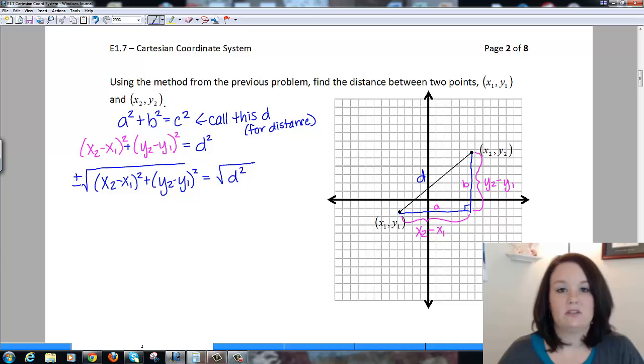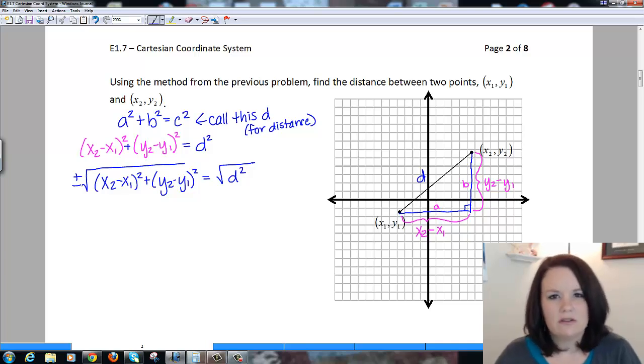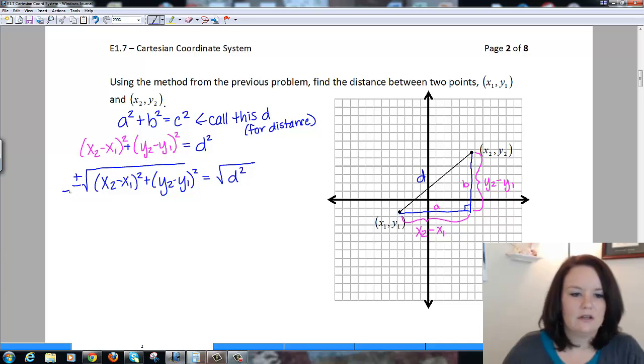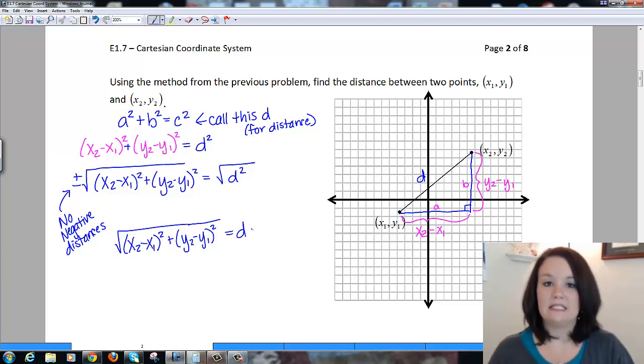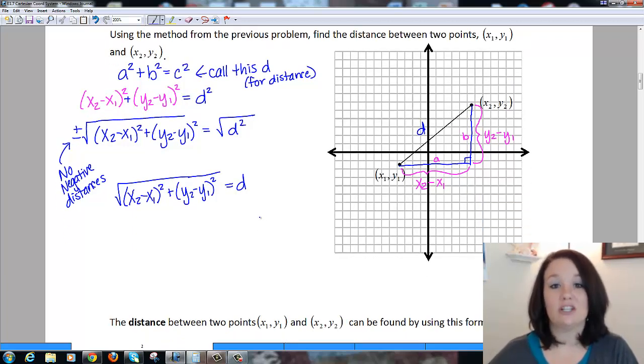And again, I'm going to put plus or minus just because we're used to doing that. But since we're solving for a distance, I'm still going to throw out that negative, so no negative distances. What I end up with is the square root of x2 minus x1 squared plus y2 minus y1 squared is equal to d. That means the distance between these 2 points, which we have no idea what they are, I can find with this formula, no matter what the points are. So this is actually our distance formula.